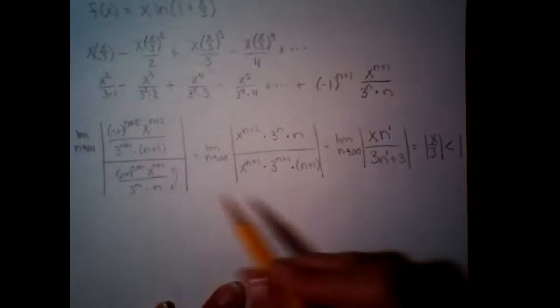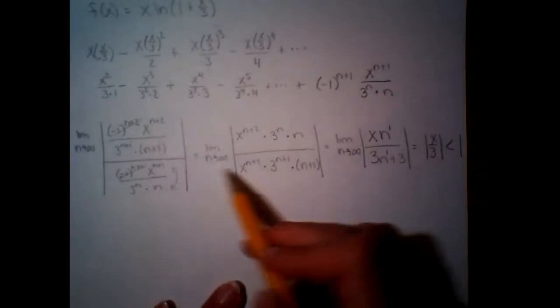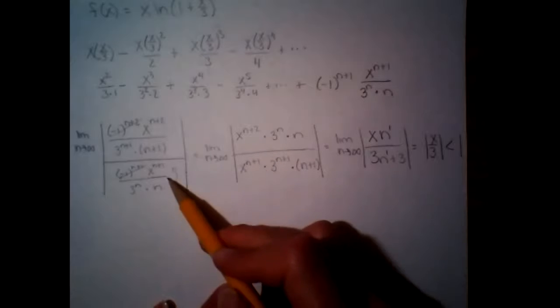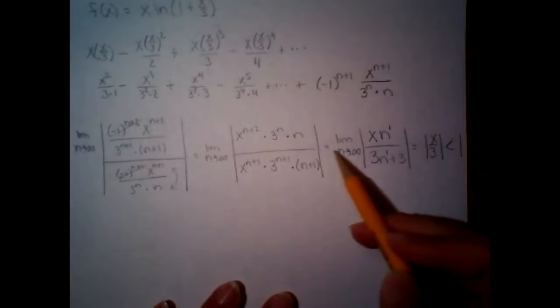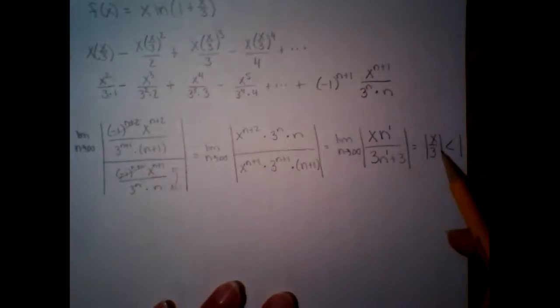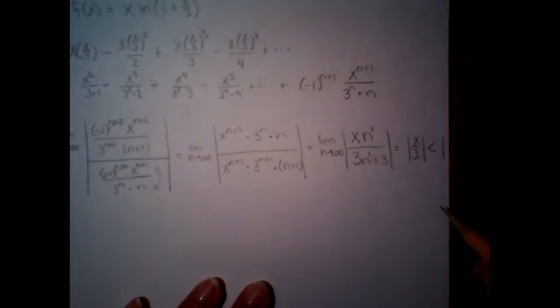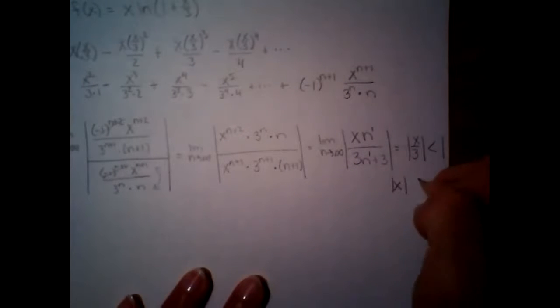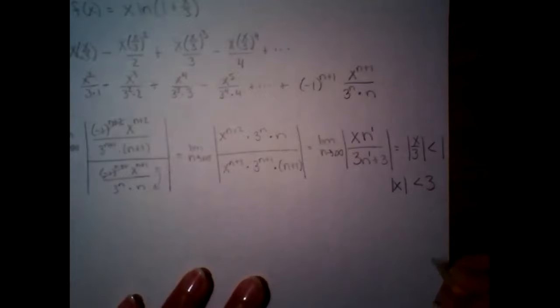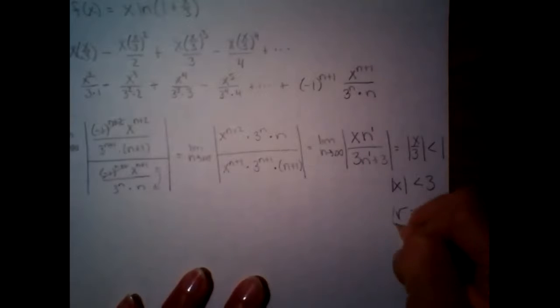I realize that is a lot. So we set up the ratio. We did the reciprocal here and we lined them up. We simplified it down. Then we did the limit less than 1. So if you multiply this 3 over, you get absolute value of x less than 3. And so your radius of convergence is 3.